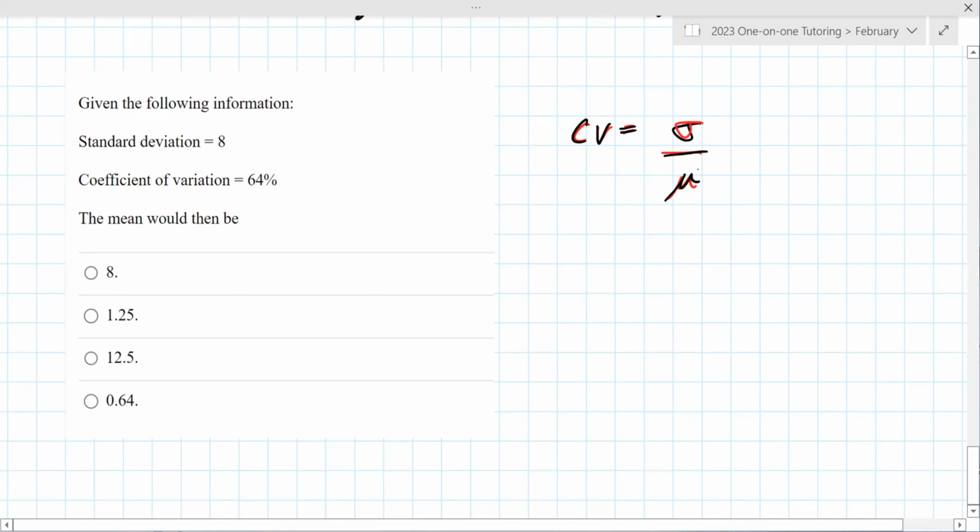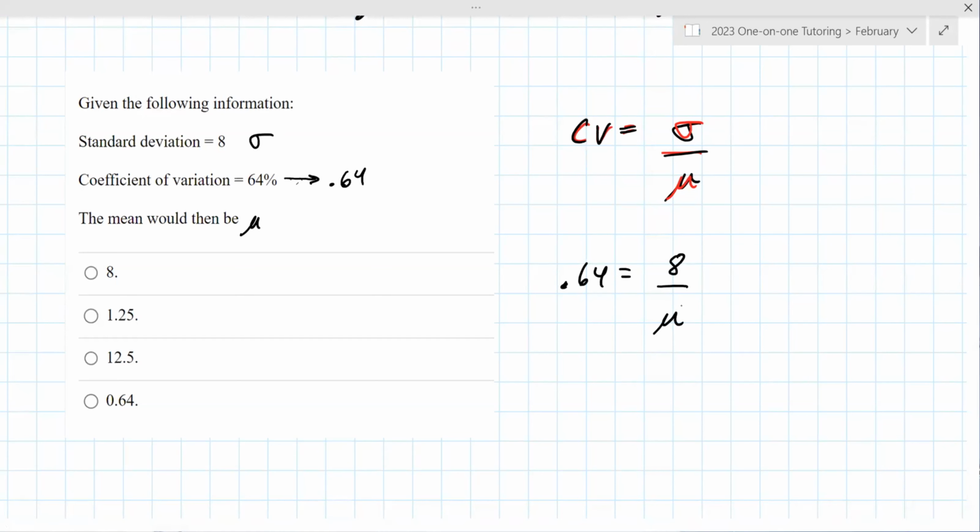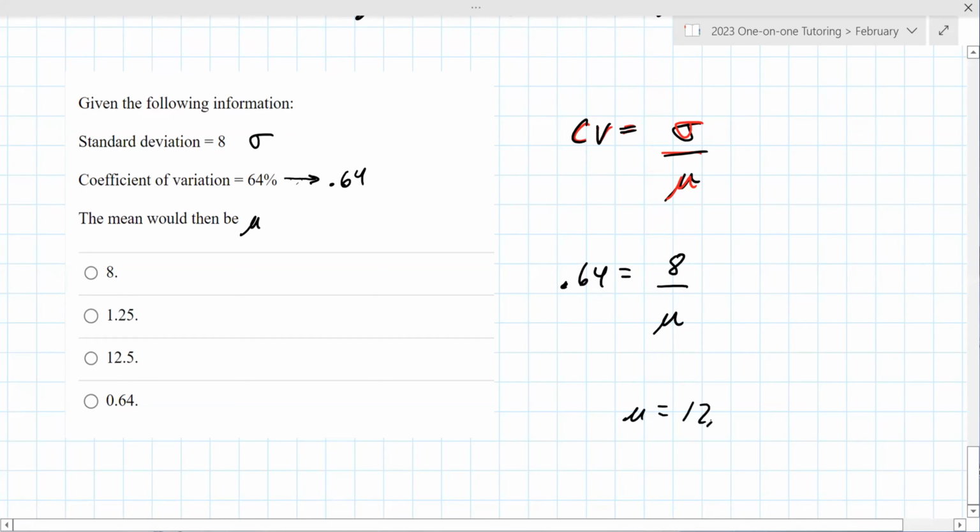Okay, so mu is what we're trying to find. Sigma is what's given, and the coefficient of variation is 64%. So that's got to be converted to a decimal. So you have 0.64 equals 8 over mu. Because it's multiple choice, I might consider just testing the answers, but you will find that mu is 12.5. Okay.